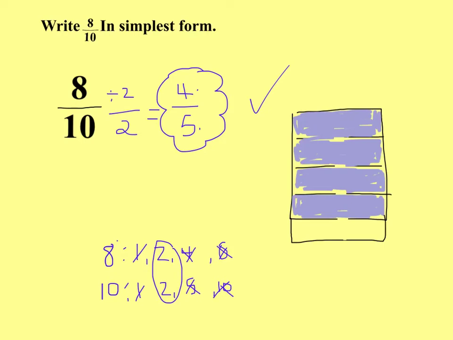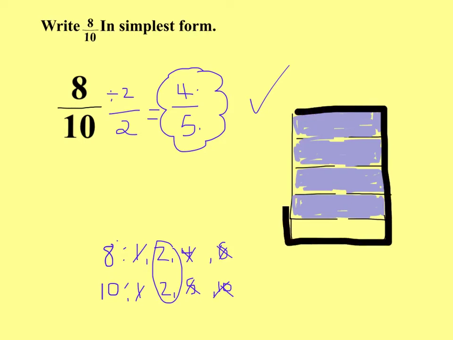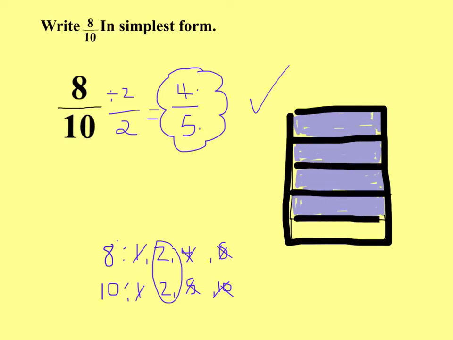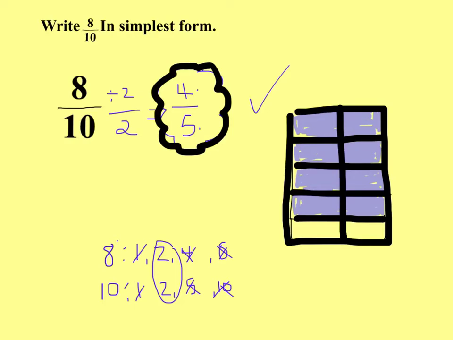And just to prove this with a model, do you see how this model shows 4/5? I can see 1, 2, 3, 4 parts out of 5 shaded in, but it also equals 8/10. So 8/10 is equivalent to 4/5, but in simplest form, it's 4/5. They're equivalent fractions.